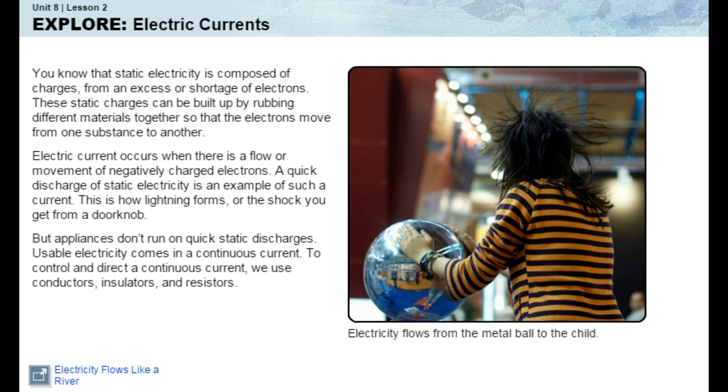You know that static electricity is composed of charges from an excess or shortage of electrons. These static charges can be built up by rubbing different materials together so that the electrons move from one substance to another. Electric current occurs when there is a flow or movement of negatively charged electrons. A quick discharge of static electricity is an example of such a current. This is how lightning forms, or the shock you get from a doorknob.